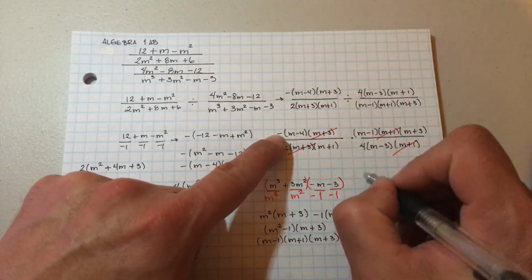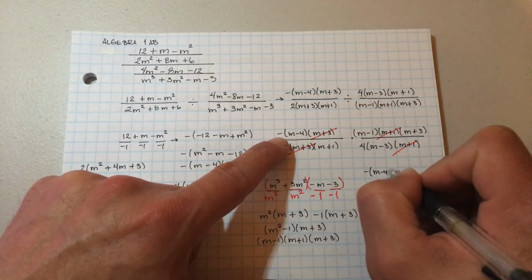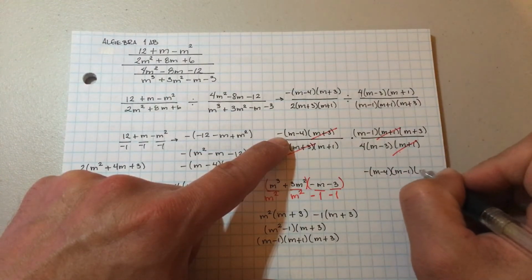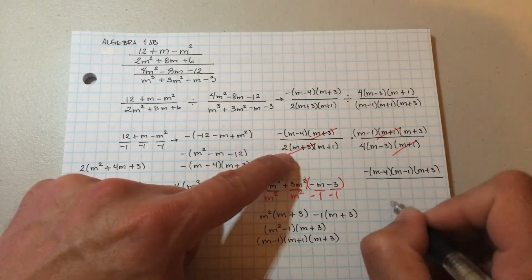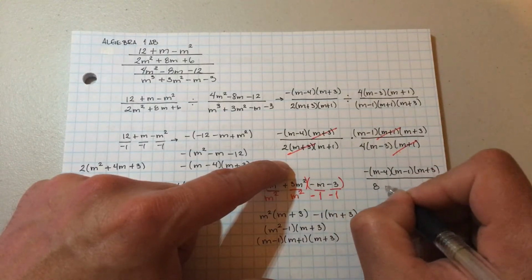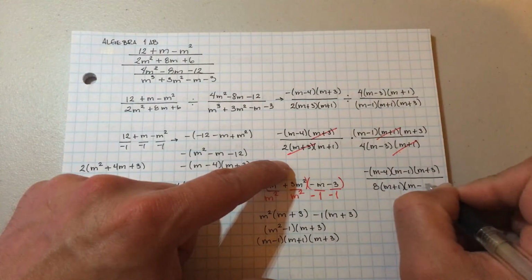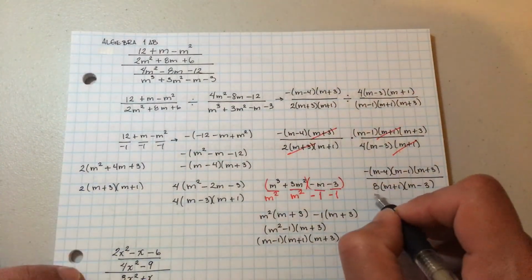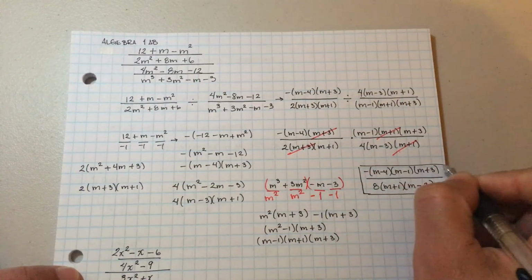So you're left with negative, negative, and then m minus 4, m minus 1, and then m plus 3 on the top. On the bottom, you're left with 2 times 4 is 8, and then m plus 1 and m minus 3. And that's it. Y así se quedó. Hopefully that helps you out, guys.